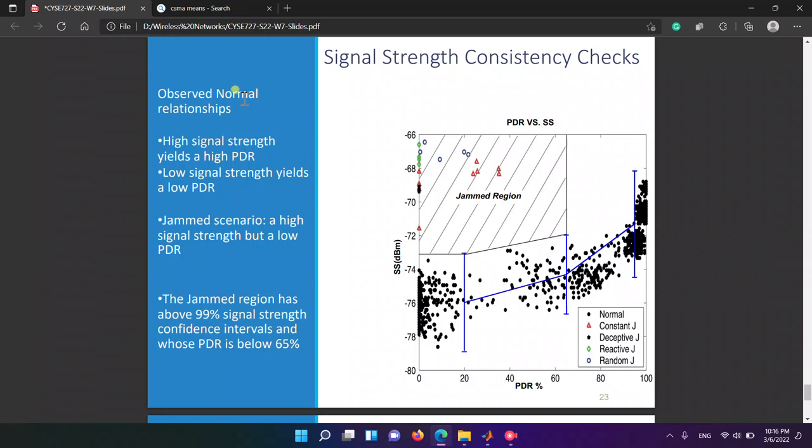Signal strength consistency checks. Observed normal relationships: high signal strength yields a high PDR. So this is what we said from the beginning. Normal. Low signal strength yields low PDR. So here, if the PDR is low, less than 70, let's say 70, then the signal strength will mostly be lower, for example less than negative 73. This is the normal.